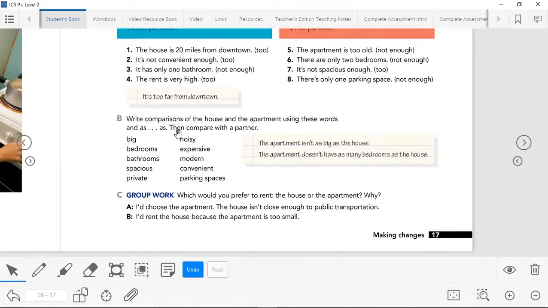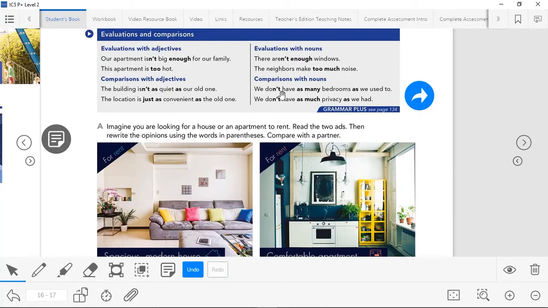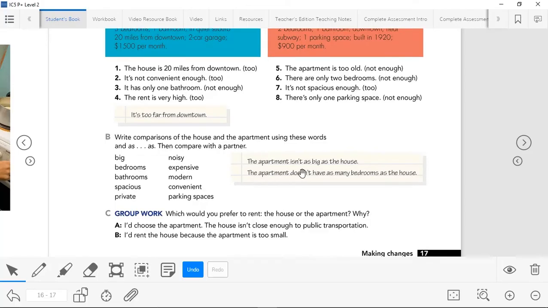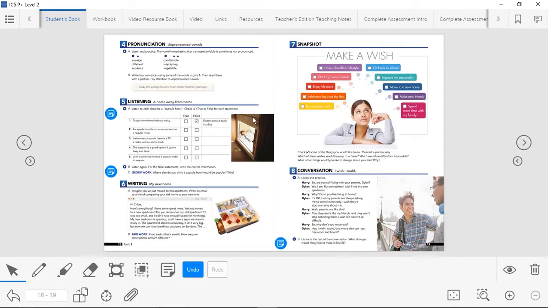Now here we can have different ways to make comparisons. This is an exercise to write comparisons of the house and the apartment using these words and as. Okay? So we have big, bathroom, spacious, private, noisy, expensive, modern, convenient, parking spaces. You can do this to practice this part of the grammar that we saw with the comparisons with nouns and comparisons with adjectives. Okay, some examples can be the apartment isn't as big as the house. The apartment doesn't have as many bedrooms as the house. You can take your time on your own and then you continue with the video to do some examples of this. Okay, but for now we're gonna be continuing to the next part.